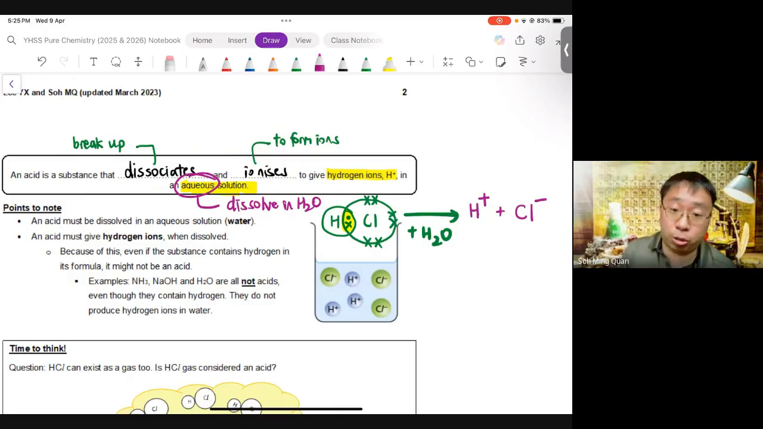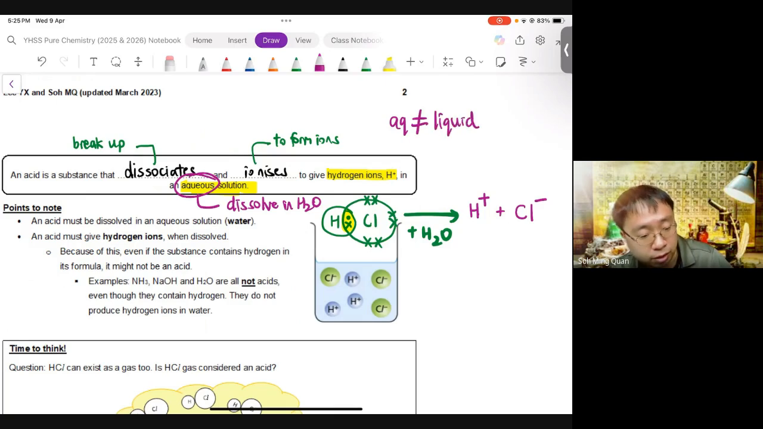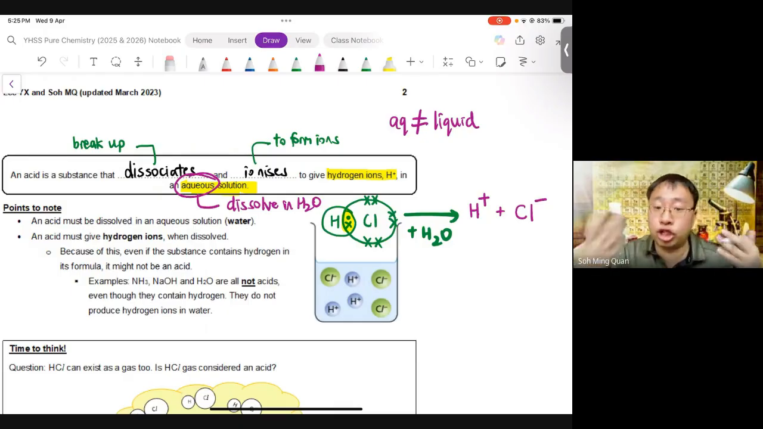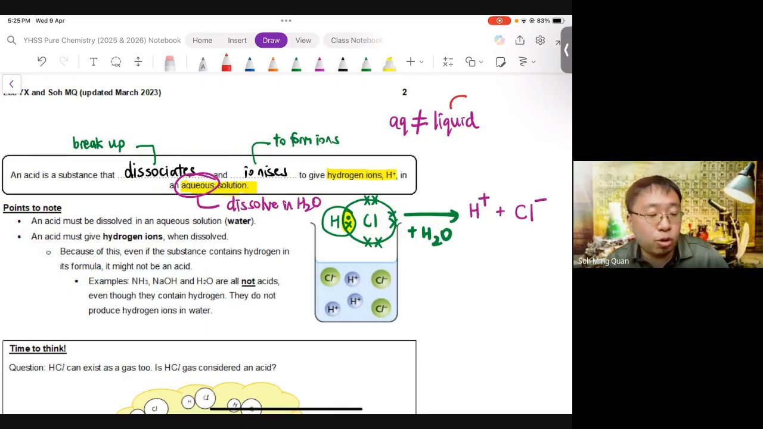So when we say something is aqueous, we don't mean it's a liquid. Aqueous is not the same as liquid. Aqueous means you added water to dissolve it. It's a solution. Liquid means you have melted it. So we always say aqueous sodium chloride. You dissolve sodium chloride in water. You will not say liquid sodium chloride. Liquid sodium chloride literally means you took the salt, sodium chloride, and heated it up to a very high temperature, then it melted. It's not the same concept.